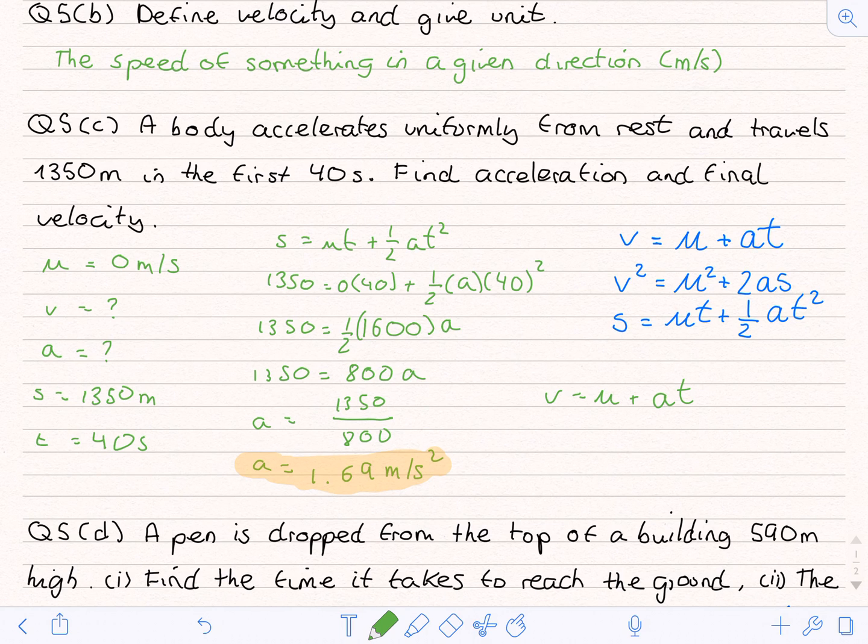Now we know that the final velocity, we don't know what it is. u is equal to 0, acceleration is 1.69 and t is equal to 40. So we just multiply that by 40. So v is equal to 67.5 meters per second. And that's it, okay? There's a lot of things going on here. So again, if you don't really understand what I'm doing, stop this video and find other videos on my channel on this topic that would be useful for you.